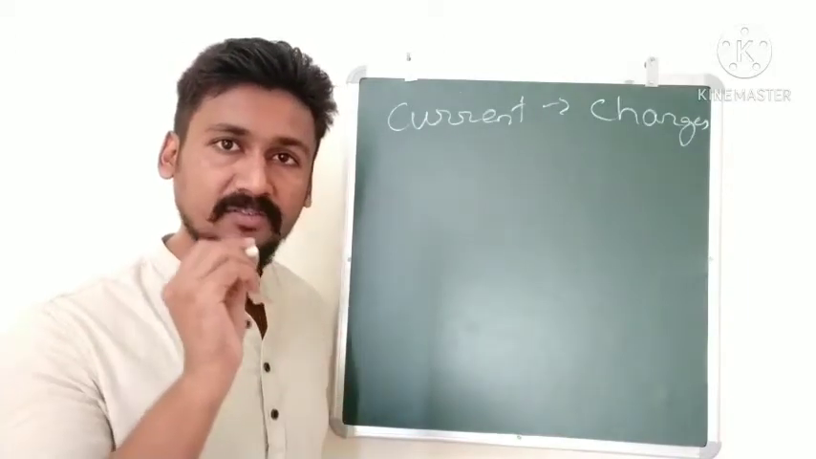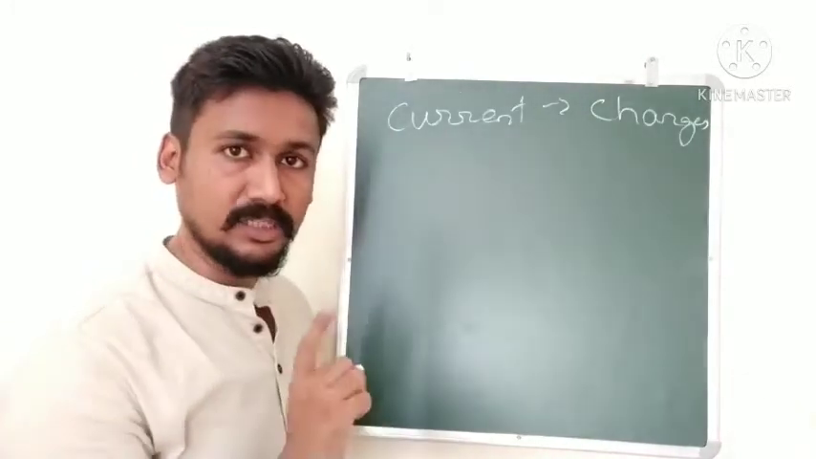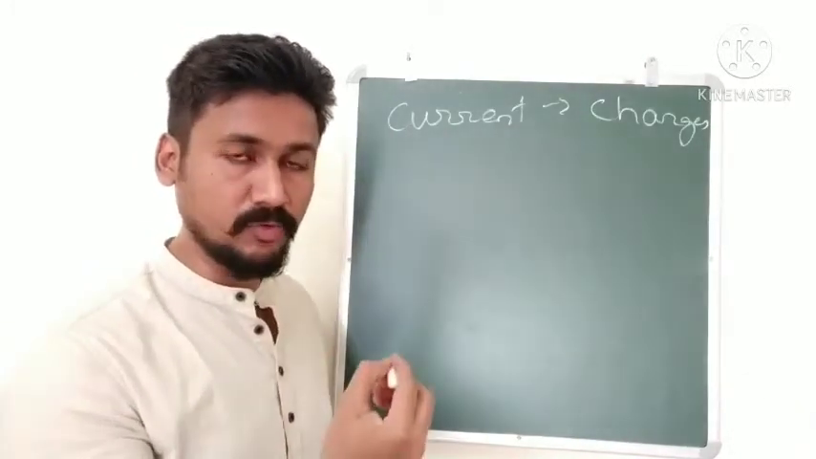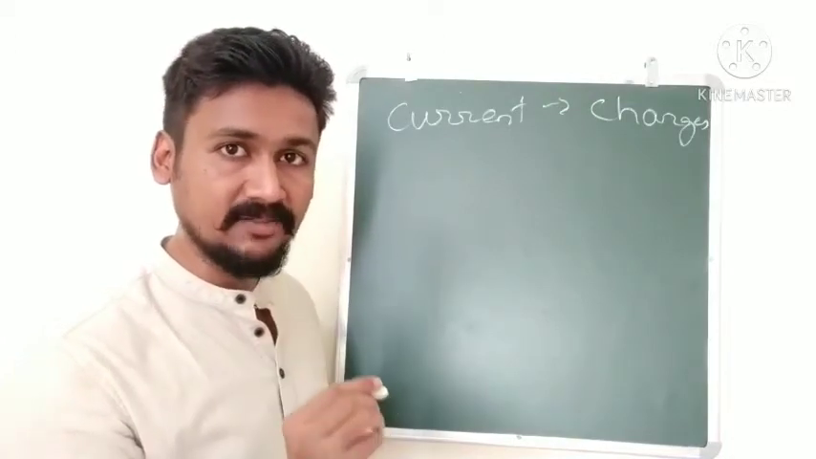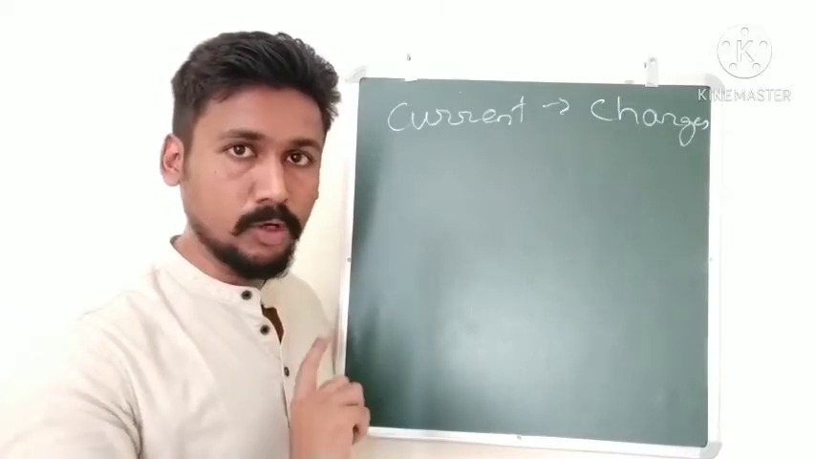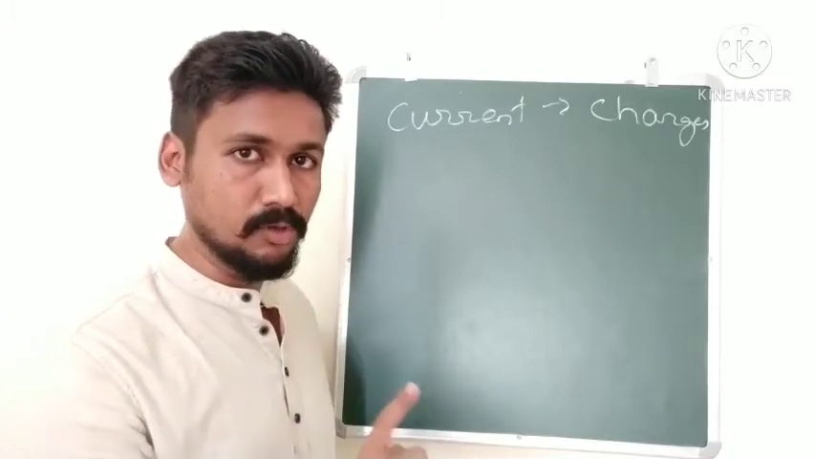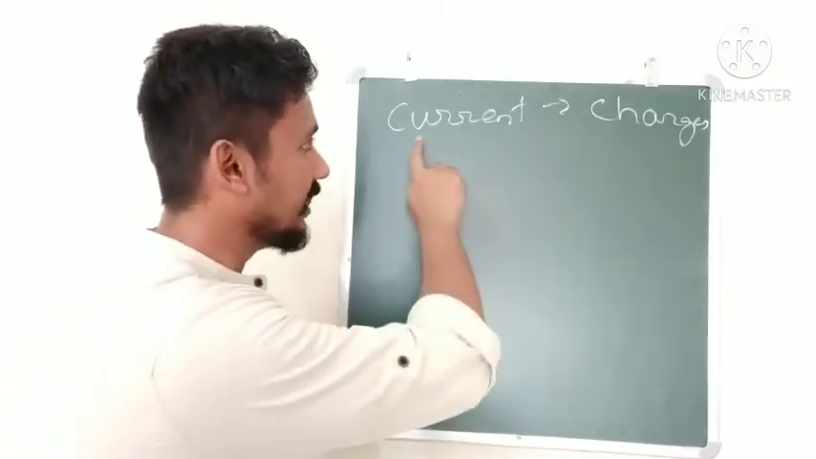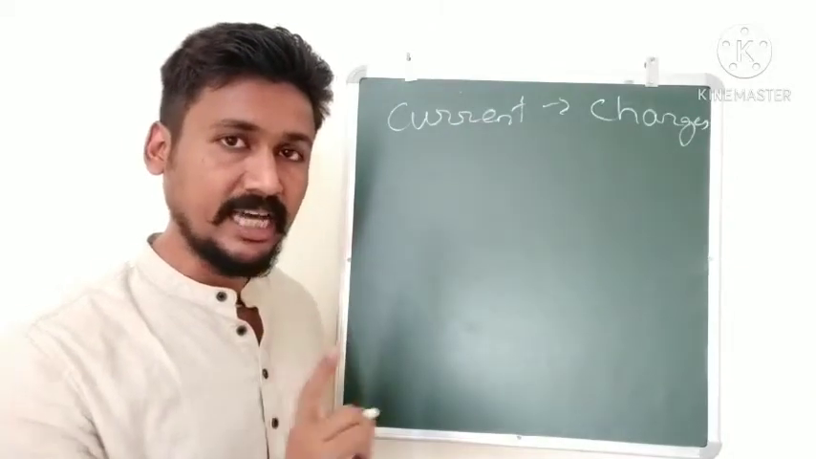When there is an electric current passing through a wire, it will have charges moving. Which are the charges moving in the wire? They are negative charges, which are electrons. The protons will never move from one point to another. It is the electrons which are moving, so keep that in mind. When we say charges are moving, current is moving, it is actually movement of charges.